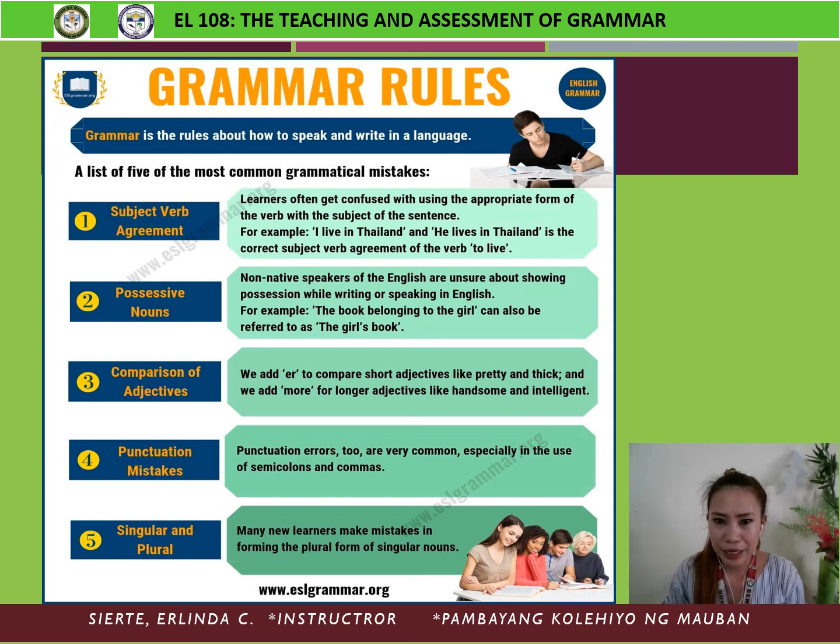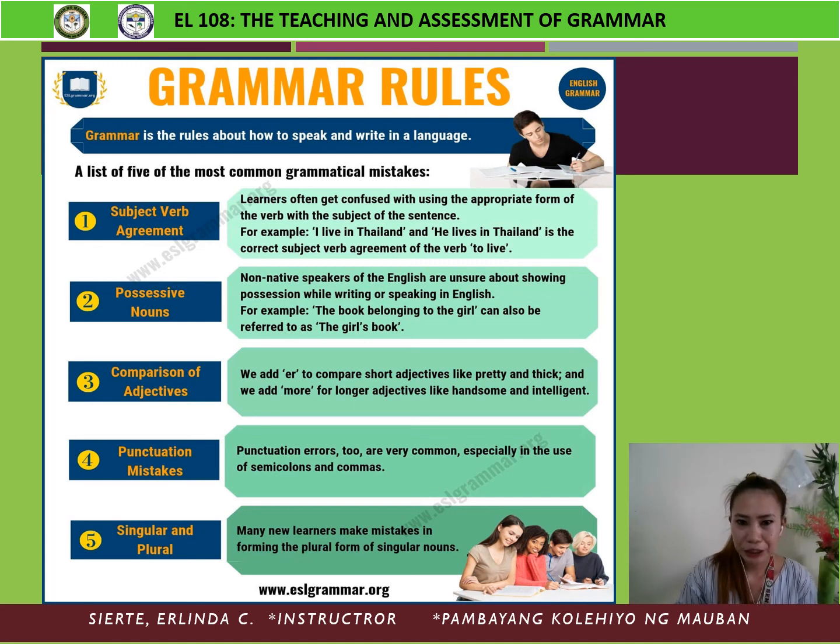Non-native speakers of the language are unsure about showing possession while writing or speaking in English. For example, the book belonging to the girl can also be referred to as the girl's book. The next one, comparison of adjectives. We add er to compare short adjectives like pretty and thin. And we add more for longer adjectives like handsome and intelligent.